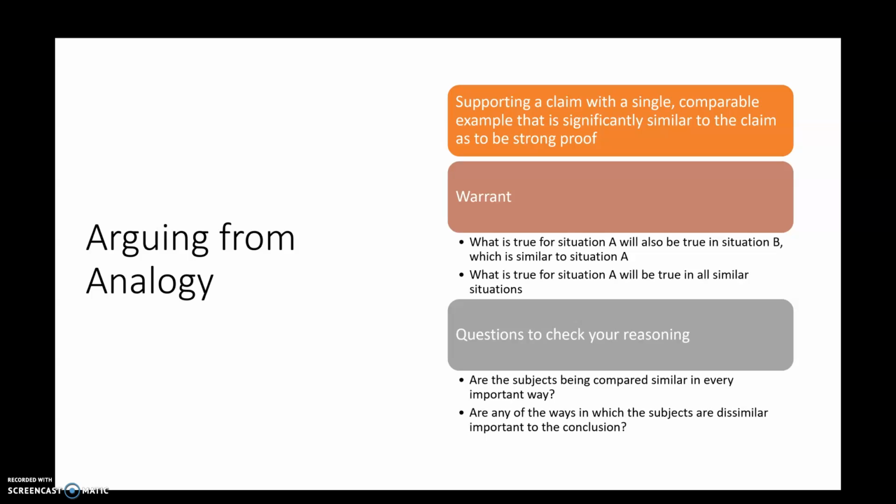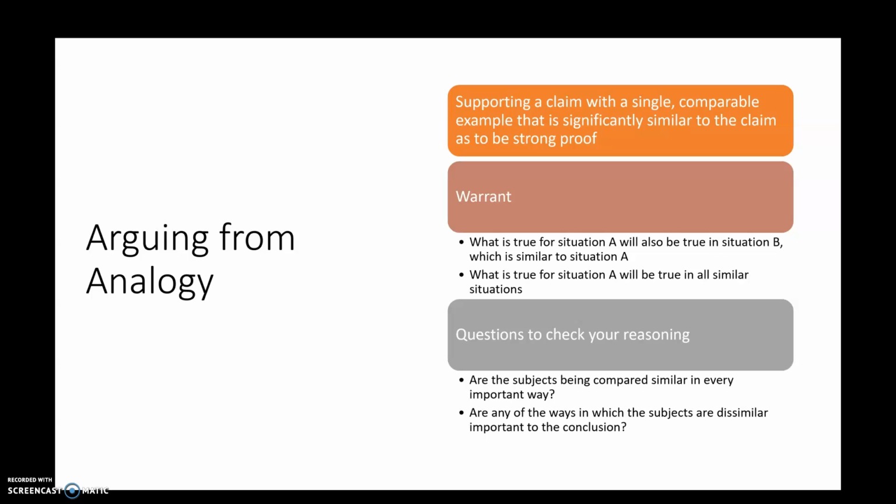And what is true for situation A will be true in all similar situations. So you choose either or on that. And questions to check your reasoning. Are the subjects being compared similar in every important way? So if you're comparing two cities, are they roughly the same size? Do they have roughly the same demographic population?